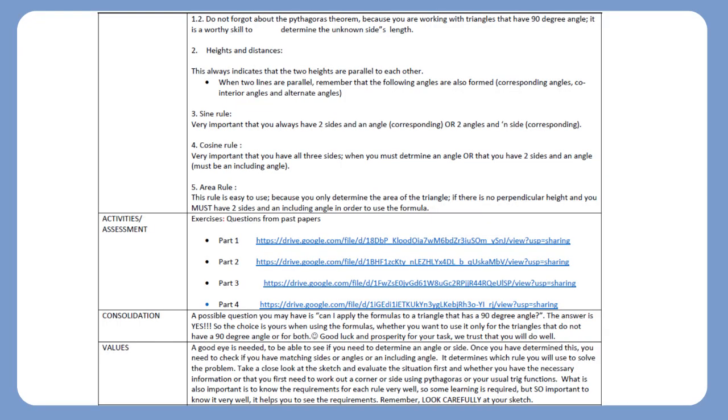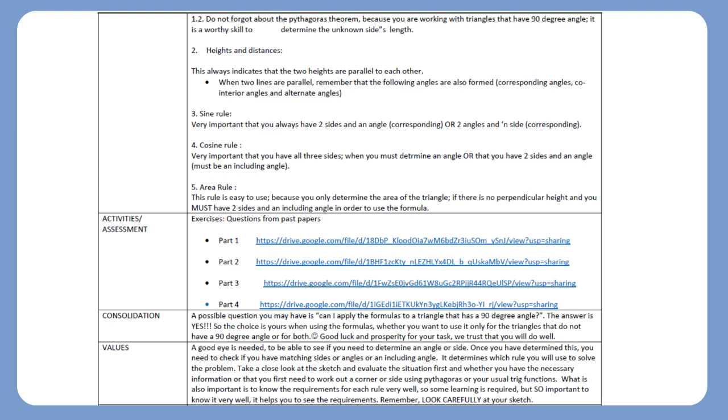Concepts and skills. It is important to review your prior knowledge. 1.1 Identities, also available on the formula sheet. 1.2 Do not forget about the Pythagoras theorem because you are working with triangles that have a 90-degree angle. It is a worthy skill to determine the unknown side's length.